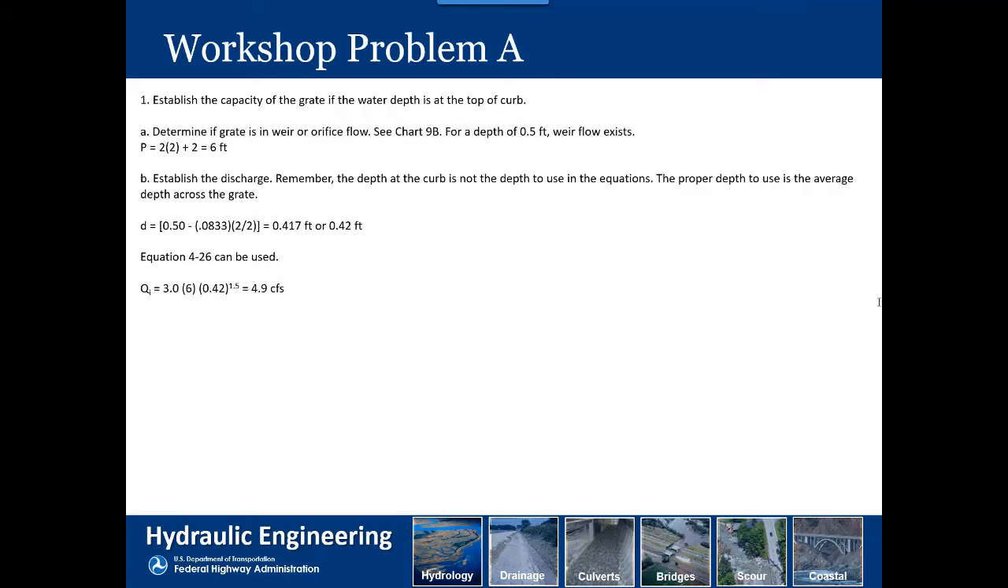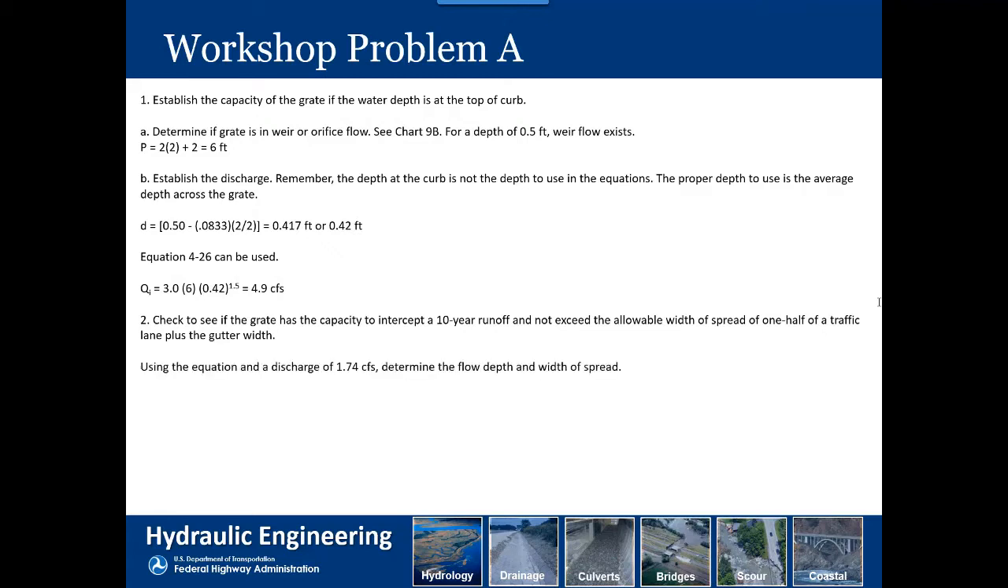Then if we go to the second question, we want to check to see if the grate has the capacity to intercept a 10-year runoff and not exceed the allowable width of spread of 1/2 of the traffic lane plus the gutter width, right? So we can use the equation and the discharge of 1.74 to determine the flow depth and the width of the spread. So what did you find for that depth? 0.21. That's right.